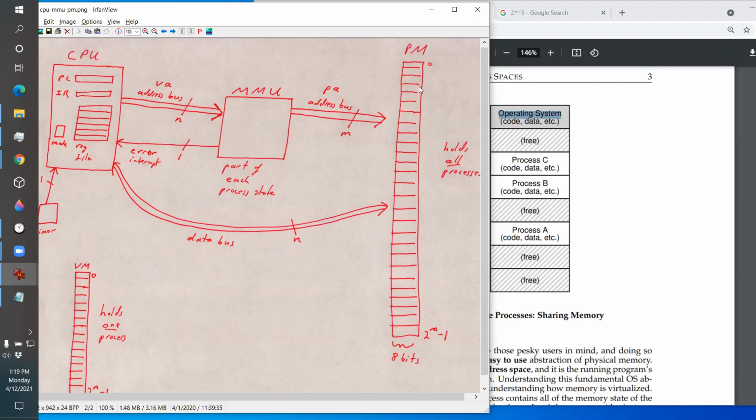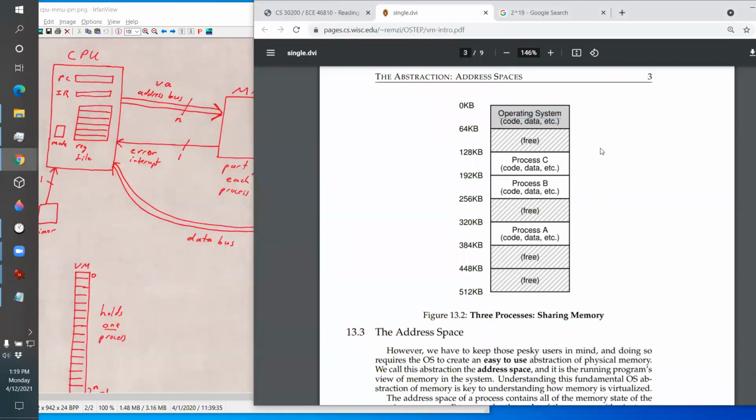In Windows, the user space is the lower half, and the kernel space is in the upper half. Everything's a little bit different in the real world than what these pictures imply, but this is a good way to start thinking about it.